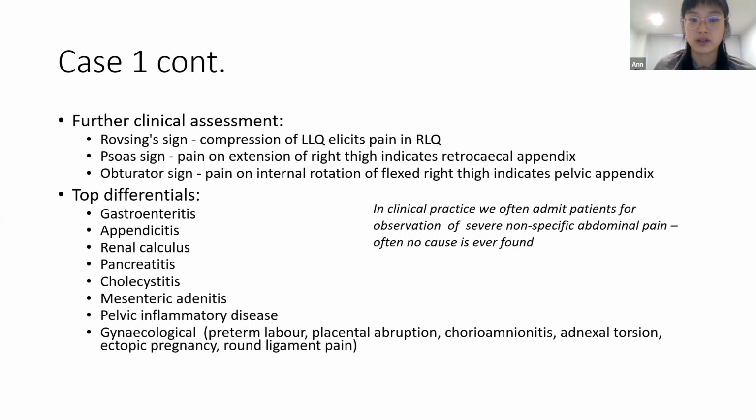So other differentials that you want to investigate are gastroenteritis, renal calculus, pancreatitis, cholecystitis, mesenteric adenitis, PID, or other gynecological things like preterm labor, placental abruption. Those are pretty easy to rule out. Can anyone give me one simple bedside investigation?